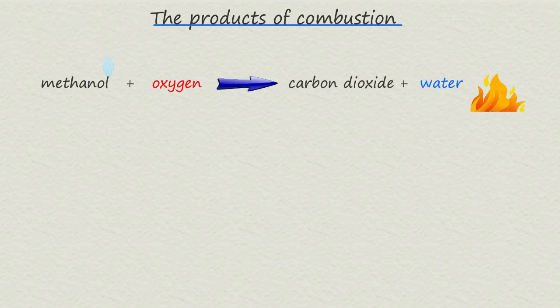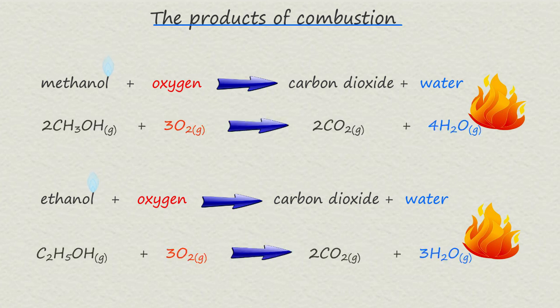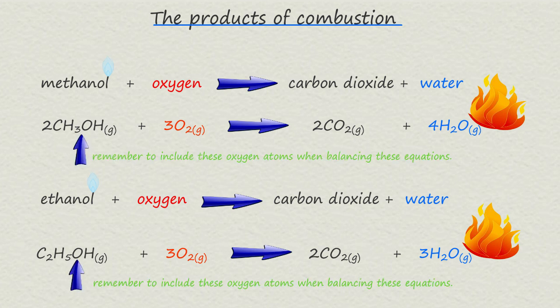For example, methanol and ethanol are both highly flammable alcohols which burn to form carbon dioxide and water vapour. Equations for the combustion of these two alcohols are shown. Now, a common mistake that students make when balancing these equations is they forget to take into account the presence of the oxygen in the alcohol, so beware.